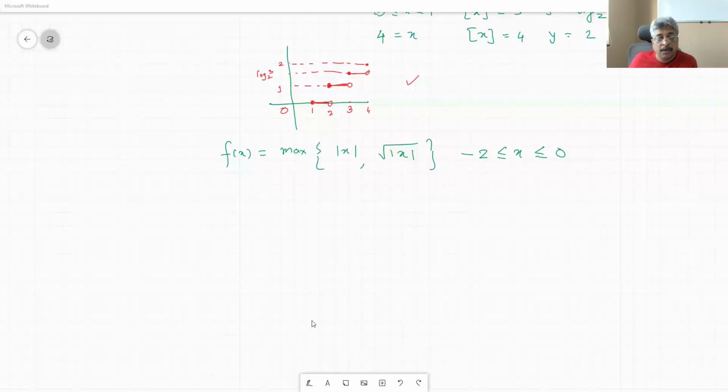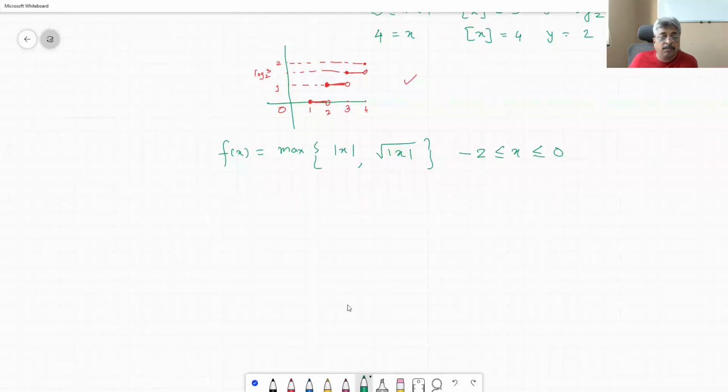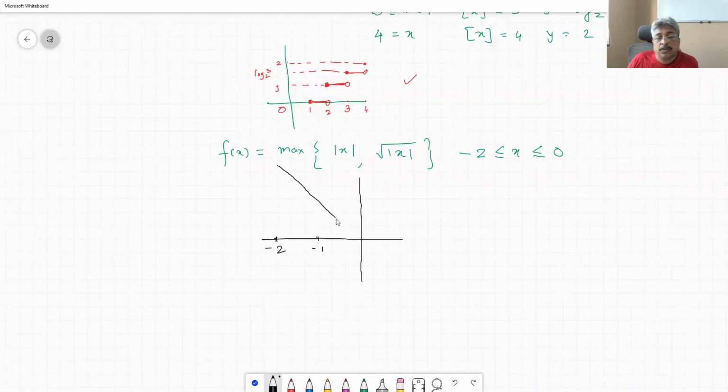Okay. So how will mod x look like? Minus 2 to 0, minus 1. This is how mod x will look like.